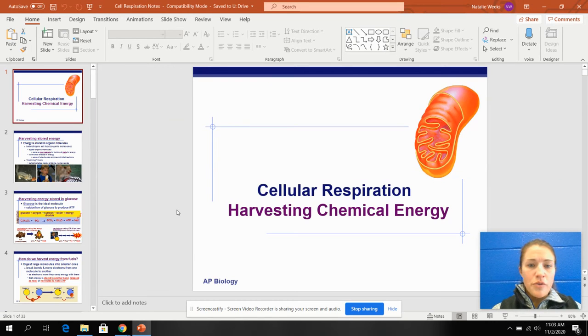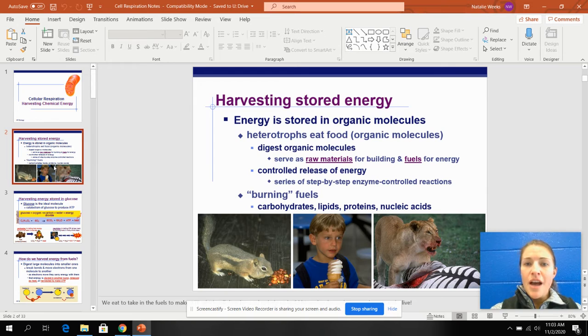All right, guys, we're going to go through this first part of cell respiration, harvesting chemical energy. So, what cell respiration basically is, is turning the food that you eat into actual energy for you to do things. Food in and of itself doesn't necessarily contain any energy for you to do something. We have to convert it from that organic form into a chemical form that our bodies can actually use. So the energy that we eat is stored in those organic molecules.